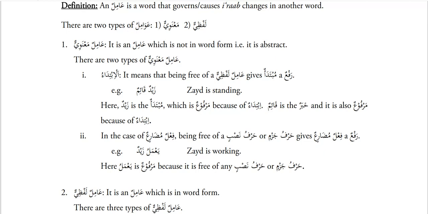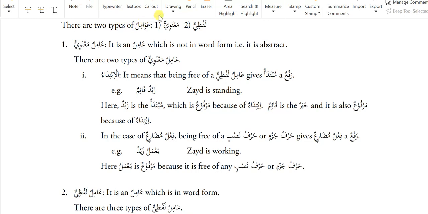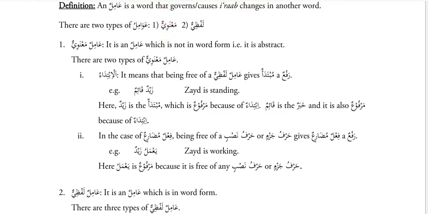The Amil Manavi are Amil which are not visible in the sentence. So Amilun Manaviyun are those types of Amil which are assumed to be there. This is the reason why this word has Zamma, Fatha or Kasra. So we assume that there is this type of Amil, or this is the reason why this word is having Zamma, Fatha or Kasra, but the actual reason is not visible in the sentence. So those types of Amil are called Manavi.